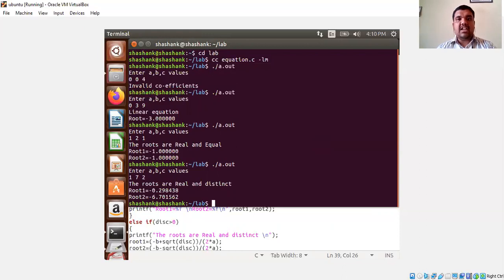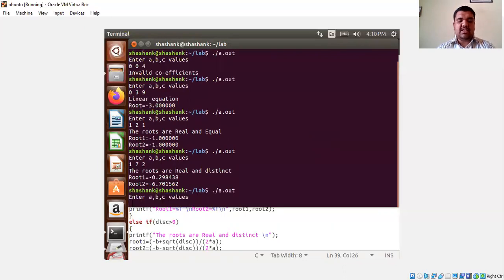So if all the conditions fail to execute, then what will be the last condition remaining? We have only roots are real and imaginary. So that condition is going to be executed. So now let us check up for the values. So let us give the values of a, b, c as 2, 3, 4.